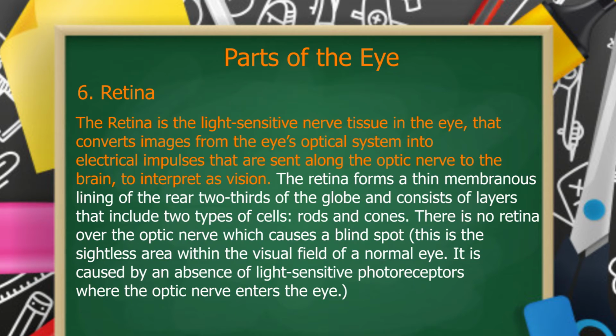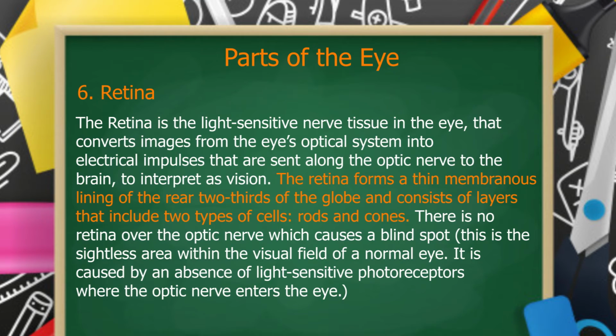Okay, let's now look at the retina. The retina is a light-sensitive nerve tissue in the eye that converts images from the eye's optical system into electrical impulses that are sent along the optic nerve to the brain to interpret the vision. It forms a thin membranous lining of the rear 2/3 of the globe. It consists of layers that include two types of cells, rods and cones.